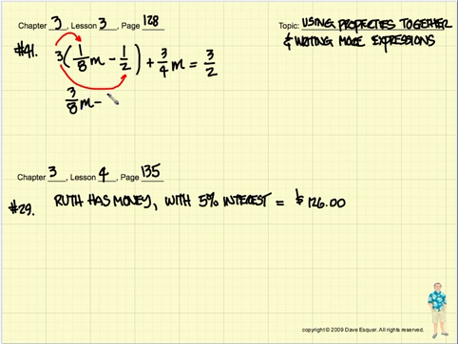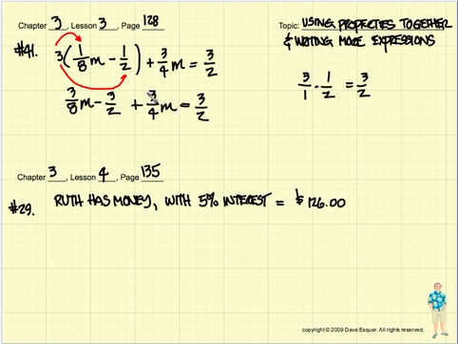Minus 3 times 1/2 is 3 over 2. Let's just remember how to do that. 3 over 1 times 1 over 2. I put that 1 underneath. This gives us that 3 over 2 as a refresher. Plus 3/4 of an m is equal to 3 over 2.